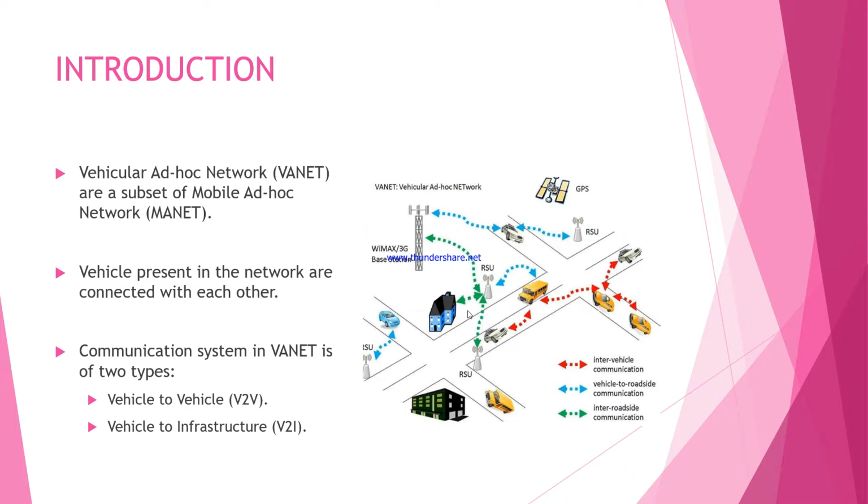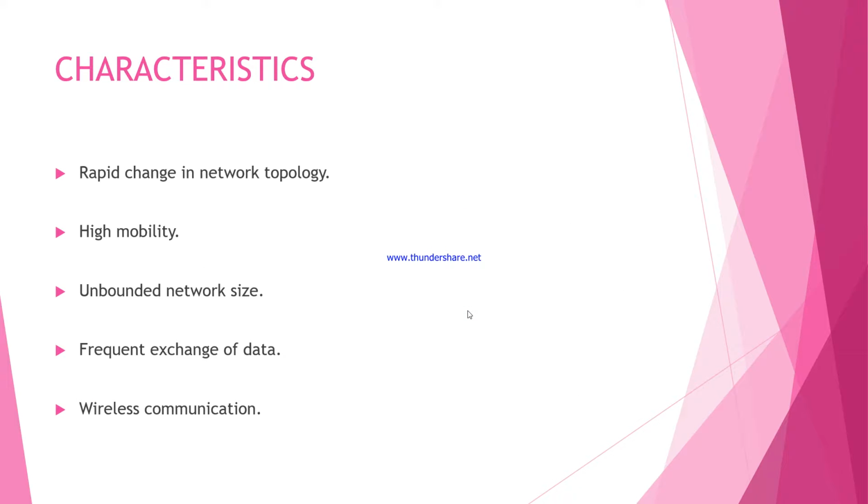Introduction. Vehicular ad hoc networks is termed as a network on wheels where the vehicles form the component of the network. The communication system in VANET is of two types, vehicle to vehicle and vehicle to roadside unit. It plays a crucial role in building smart cities and intelligent transport systems in order to ensure road safety. VANET is an application of MANET, but it has its own distinct characteristics. Some of them are rapid change in network topology, high mobility, unbounded network size, frequent exchange of data, and wireless communication.